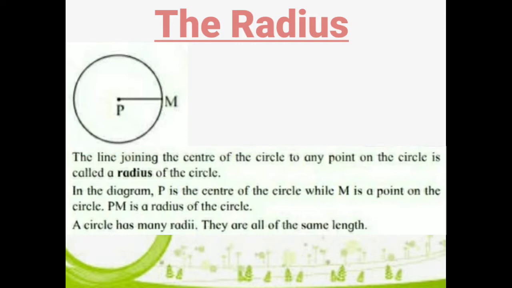A circle has innumerable radii. Radii is the plural form of radius. Also, all radii of the circle are of the same length.